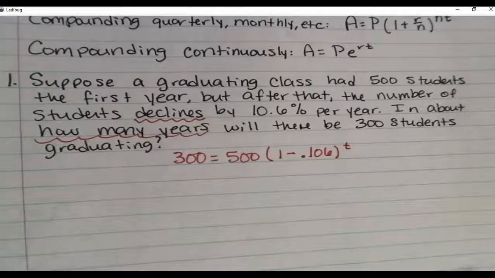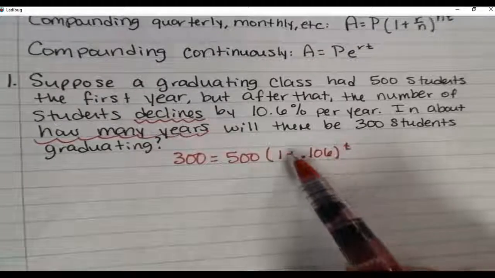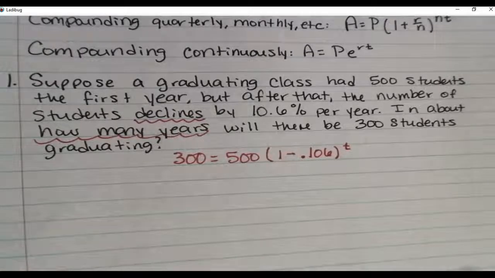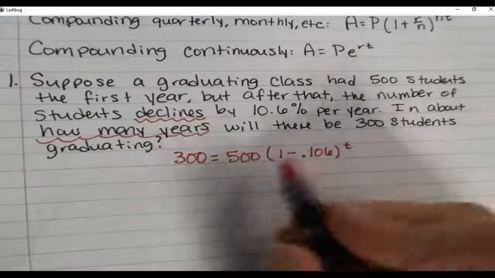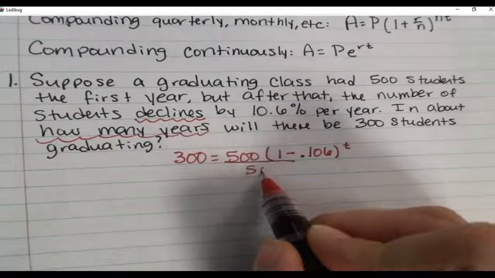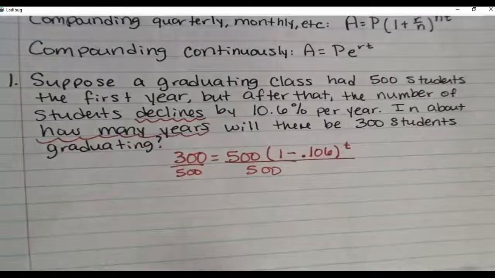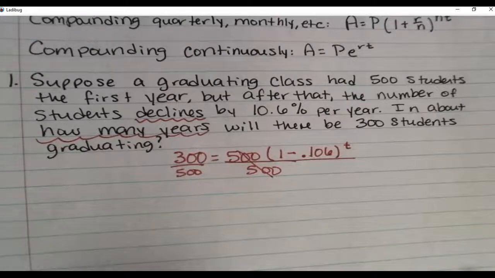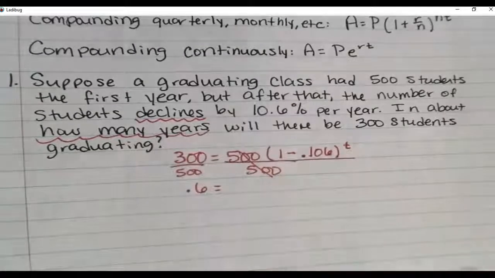Okay, so now it's just a regular old exponential like what we've been solving. So we want to get the exponential term by itself. So I need to get rid of that 500. How can I do that? Close. Divide. Good, because it's 500 times this. So divide both sides by 500. Which will get rid of that. And then 300 divided by 500 is 0.6.